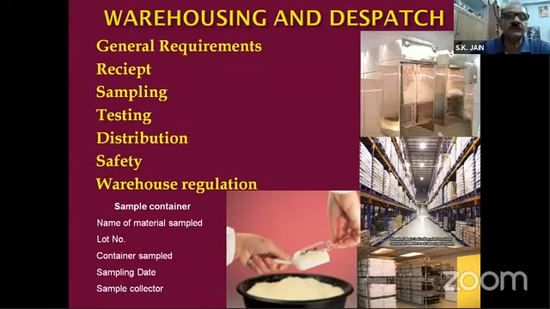And then, after receiving the product, we have to take a sample, then send the sample of the material, whether it is raw material or packing material, for testing for its quality. Then we distribute on the basis of first in, first out in the store. And we must take all the safety measures during the storage of the material. We have to segregate material by different levels.